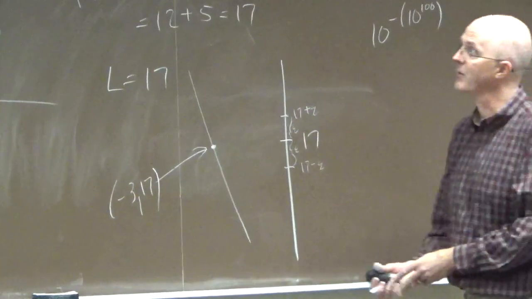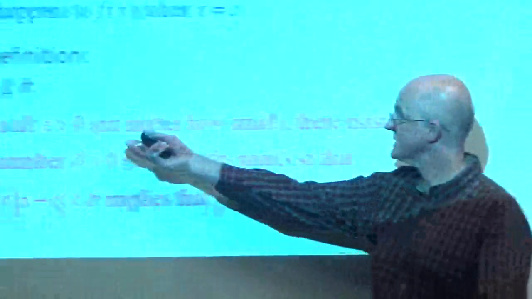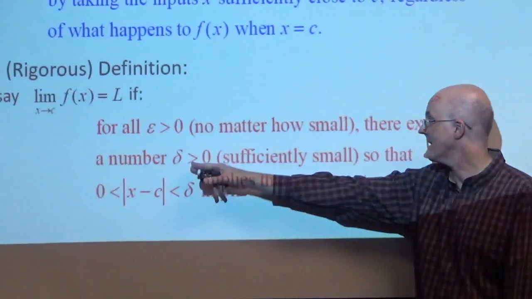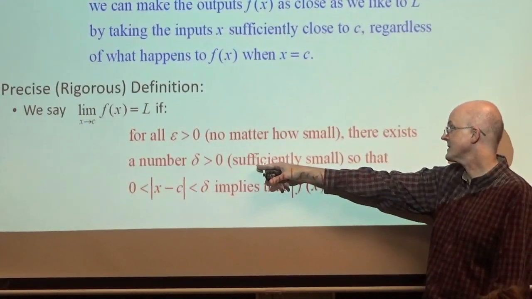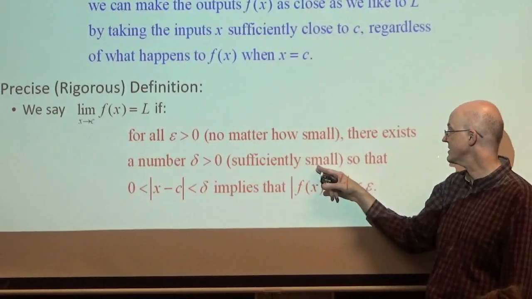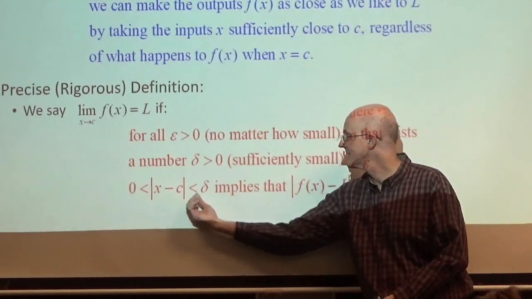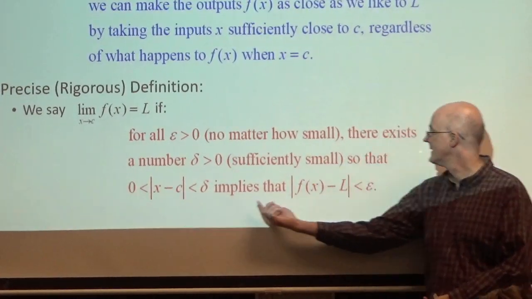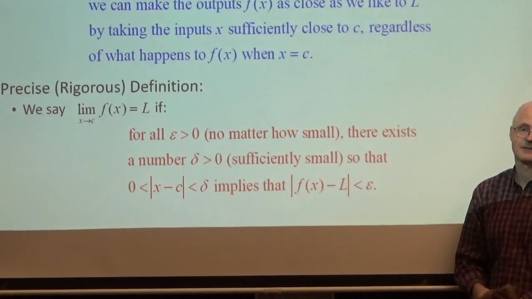The definition, if we go back to that, says, no matter what epsilon is, no matter how small, even if it's 10 to the negative Google power, I can find another number, delta, possibly much smaller than epsilon even, sufficiently small, so that if the input x is within delta units of c, c is negative 3 for us, then the distance between the output and L is less than the given epsilon.